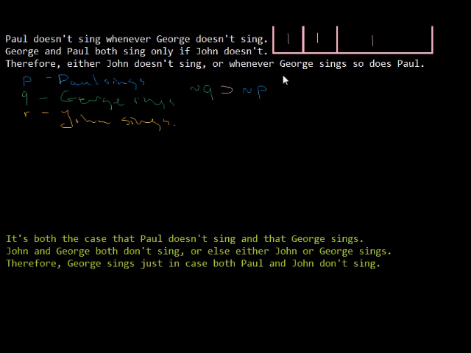For the second premise, we have George and Paul both sing only if John doesn't. And we remember from the last example that only if just means the horseshoe. It goes in the same direction. So we have P ampersand Q, and we'll put brackets around those two, implies, only if, not R. It's very tempting to write not J there, but I won't.